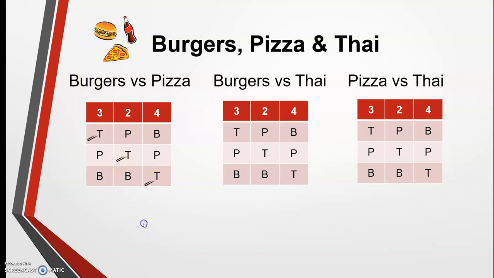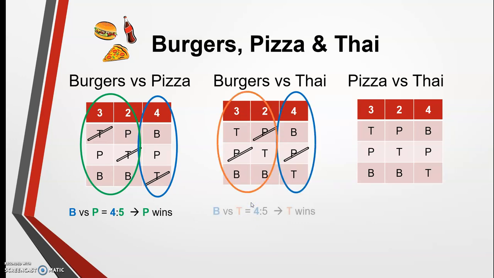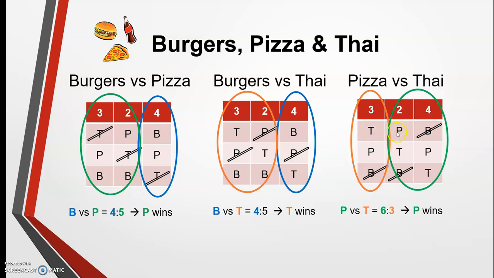So in the case of burgers versus pizza, we're going to get rid of tie. And you can see that pizza now gets 3 votes plus 2 votes, or 5 votes, and burgers gets 4. So pizza beat burgers in a head-to-head comparison. When we look at burgers versus tie, we see that tie now gets 5 first place votes and burgers gets 4. So tie beat burgers in a head-to-head. And then when we look at pizza versus tie, we see that tie received 3 first place votes, pizza received 6, so pizza won. And so when we go back and look, we can see that burgers didn't beat any of the other candidates head to head.